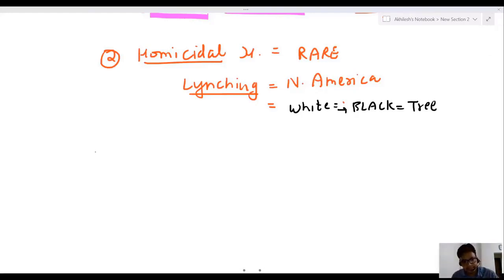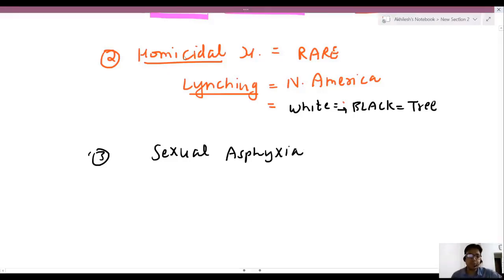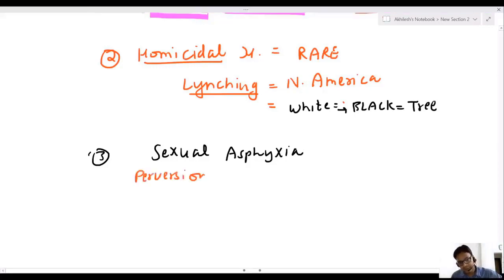Now, sir, the third type of hanging is sexual asphyxia. Now, sir, what is sexual asphyxia? Sir, see, you are using sexual perversion, like masochism. Masochism is self-suffering, or transvestism.